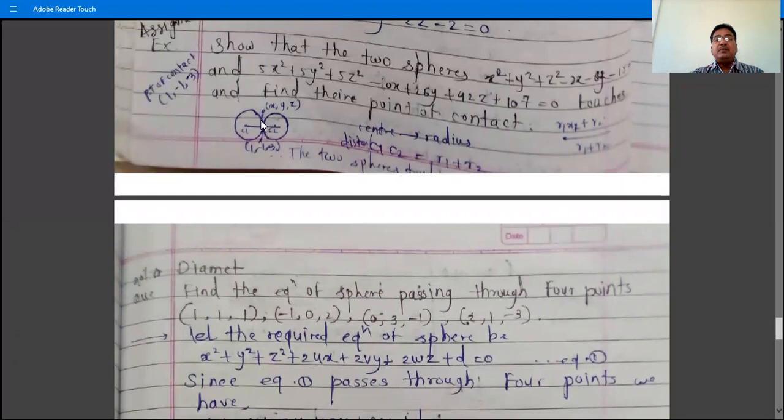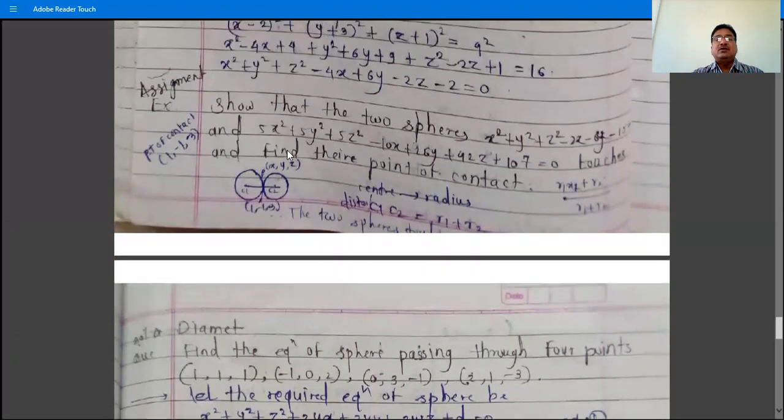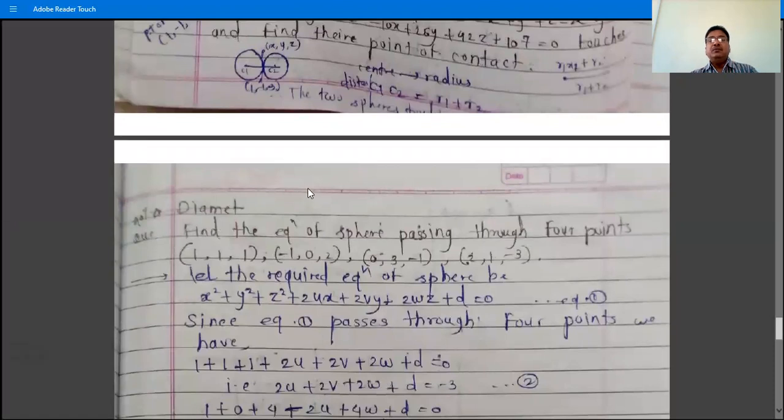And now we can find their point of contact. Suppose P(X, Y, Z) is the point of contact. Then by using the section formula, find X, Y and Z. Suppose C2 is 2 and C1 is 1, then this point divides C1C2 in the ratio 2:3. So by using the section formula, find the point of contact, and the point of contact is (1, -1, -3). I will share the answer of this problem through WhatsApp with you.